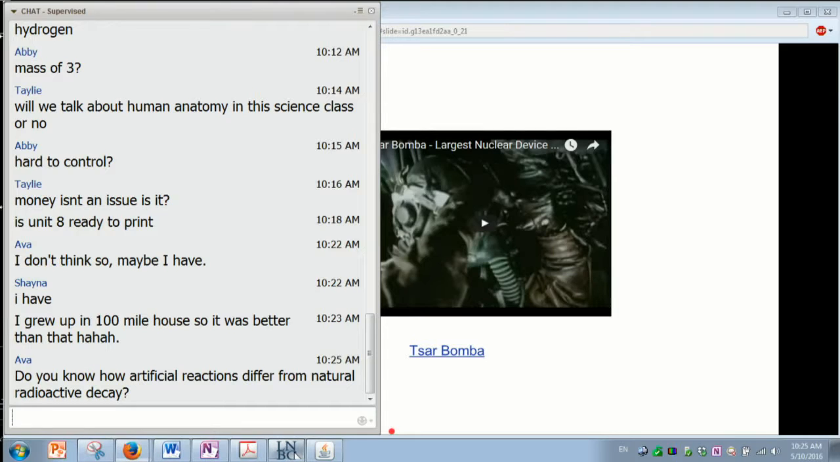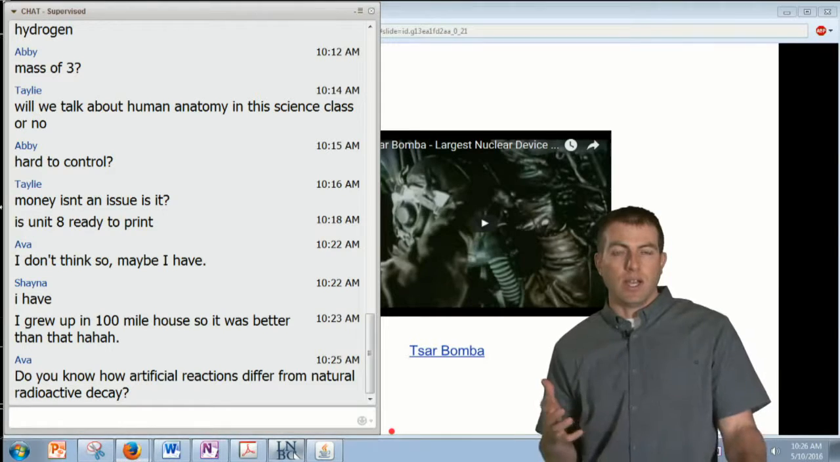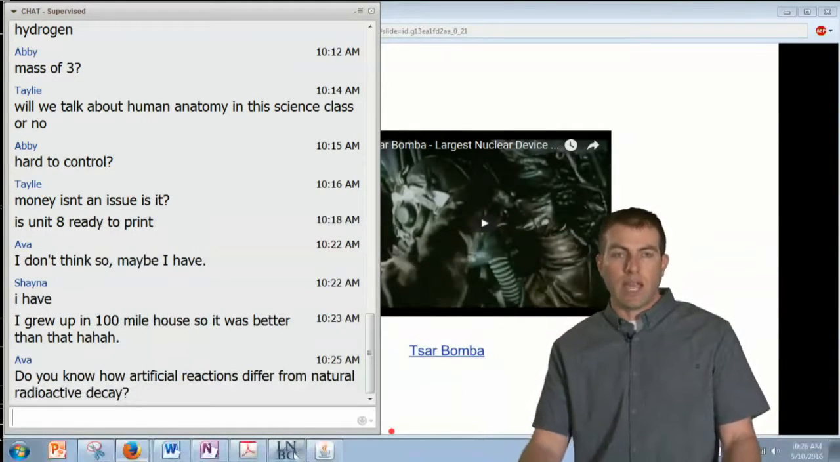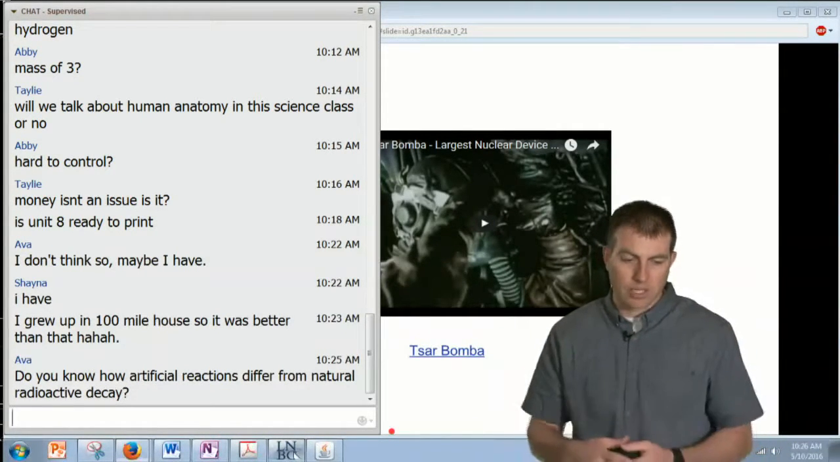Do you know how artificial reactions differ from natural radioactive decay? Interesting that there's a place in Africa where the concentration of uranium was so high that it naturally started to melt down right in the ground. So this happens in nature, Ava.